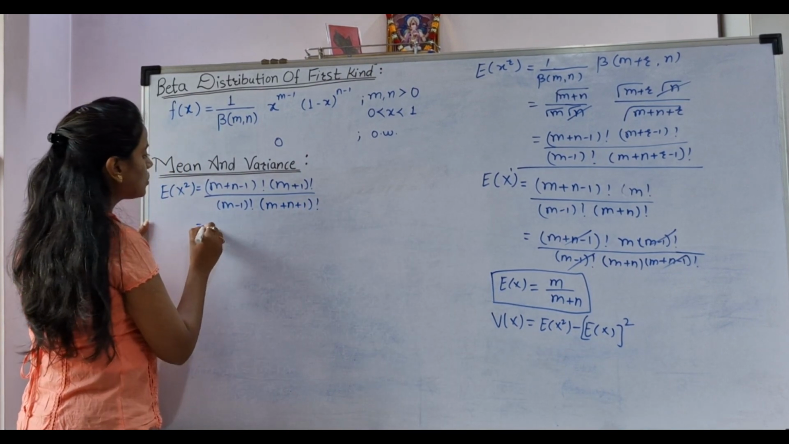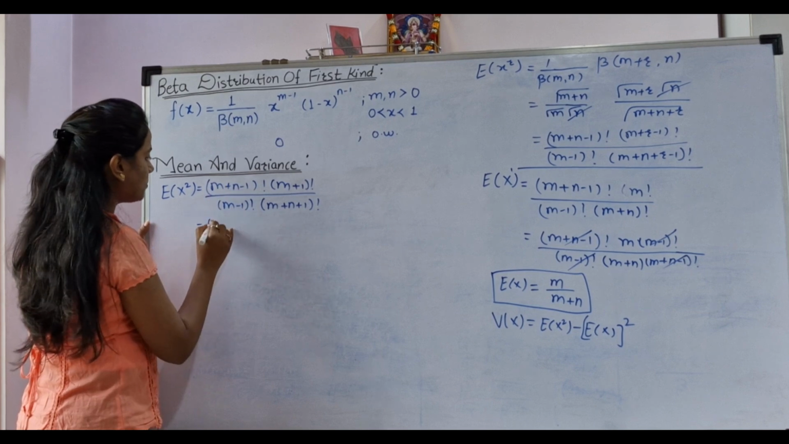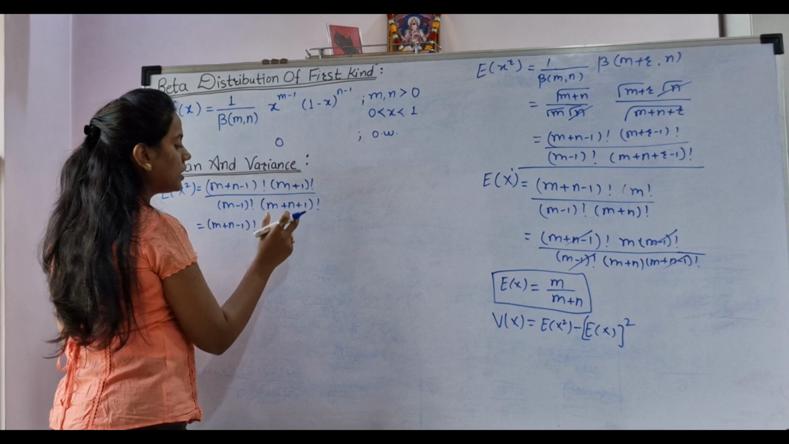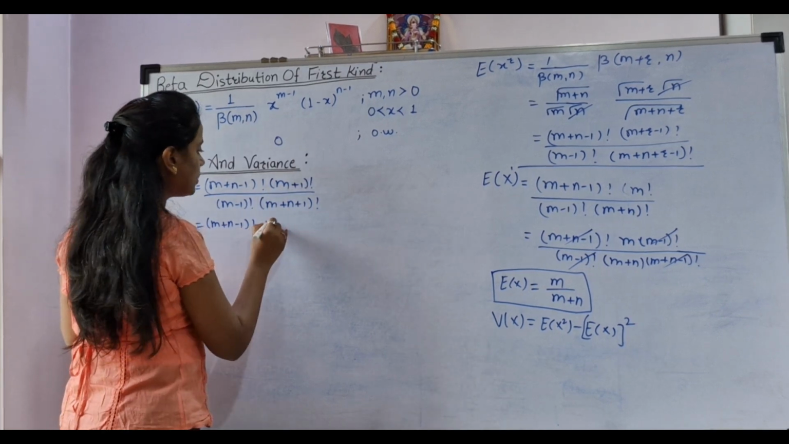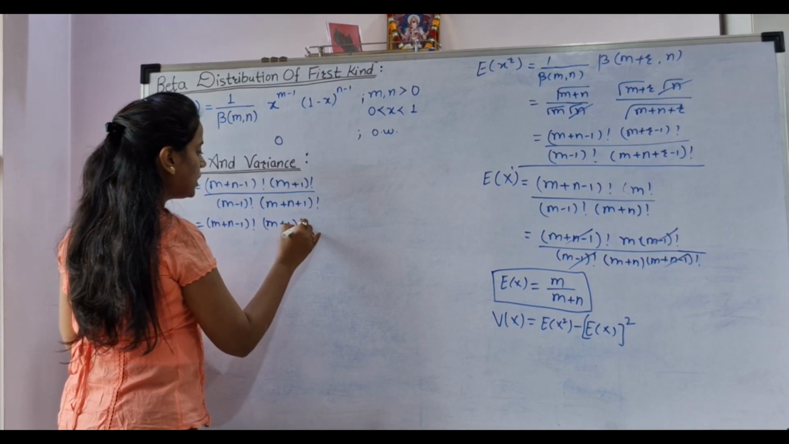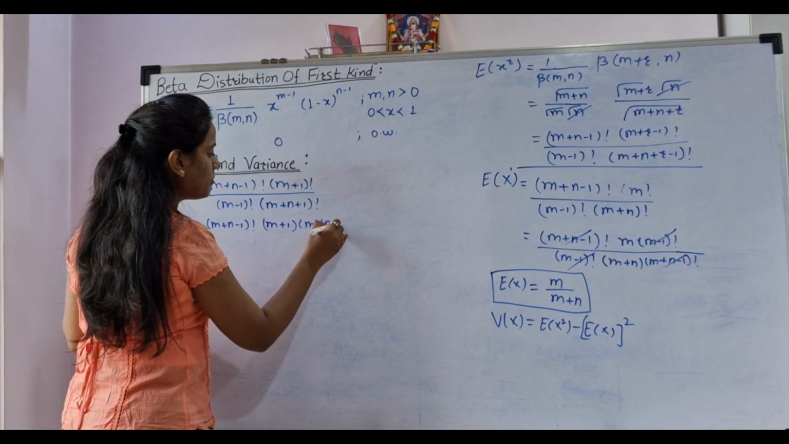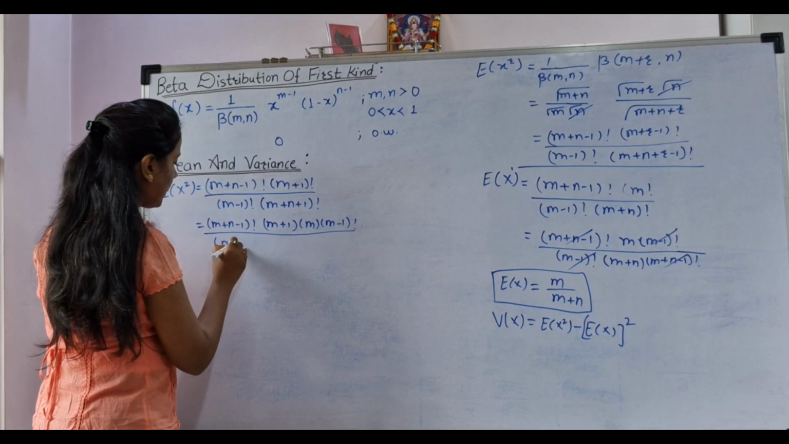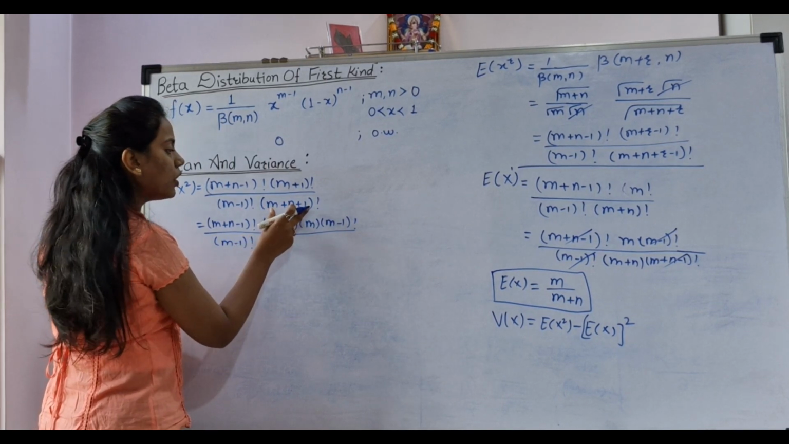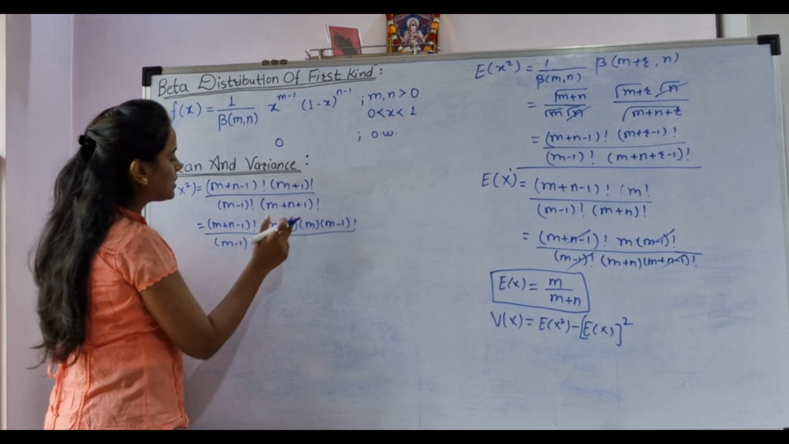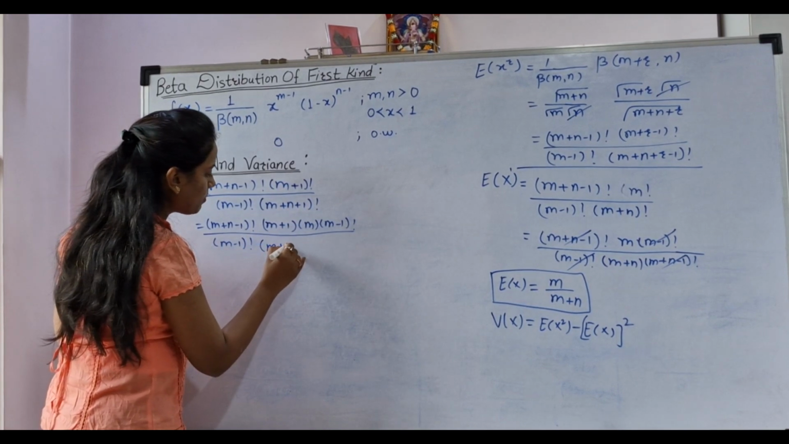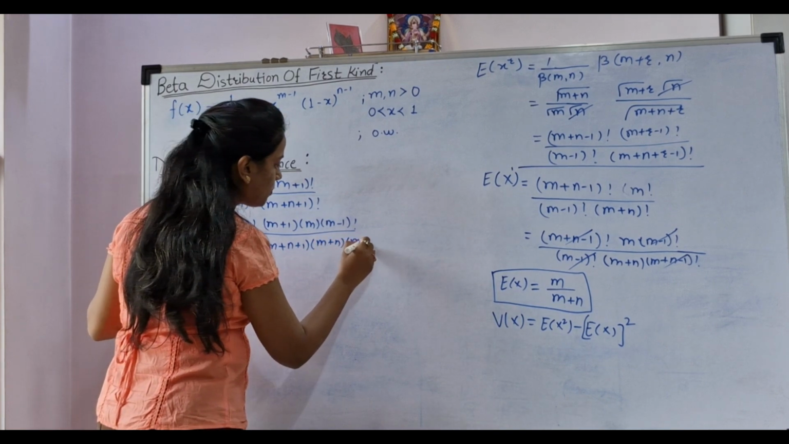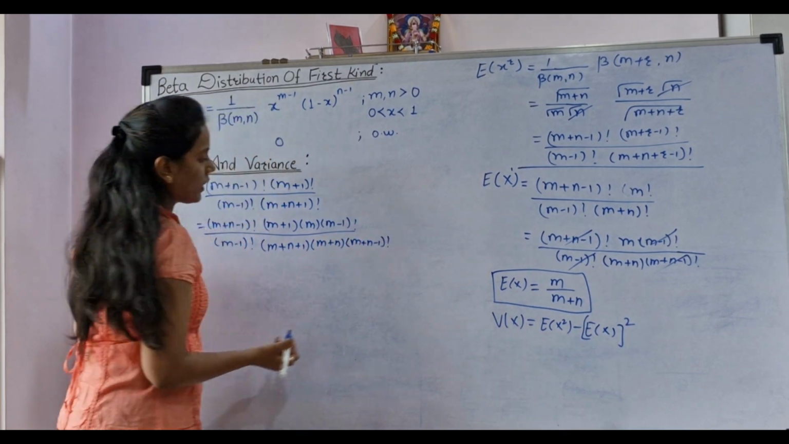Let's solve this. So let's keep first term as it is, m plus n minus 1 factorial. Let's expand the second one. It will be m plus 1 into m minus 1 factorial. In the denominator we have m minus 1 factorial. Now we will again expand this term. So we will get m plus n plus 1, m plus n, m plus n minus 1 factorial.